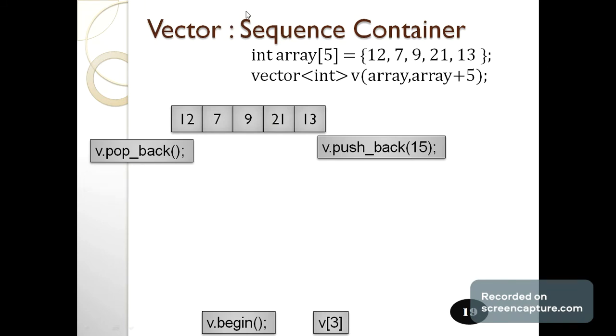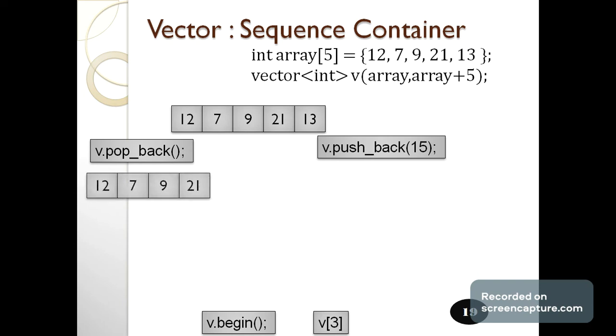Now consider that I have an array of 5 elements and I want to copy this array into the vector. I write vector int v array comma array plus 5. So 5 elements are being stored. After that the vector is copied with the array 12, 7, 9, 21 and 13. After that I am applying v dot pop back. So pop back means what? It is going to pop 13 from the vector, and then I am writing v dot push back 15, which after popping 13 is going to push 15 at the back position.